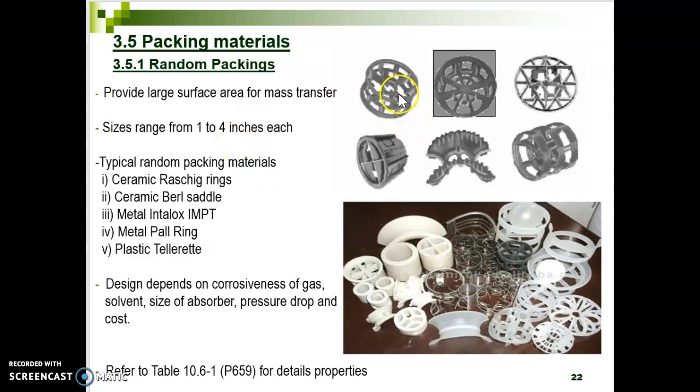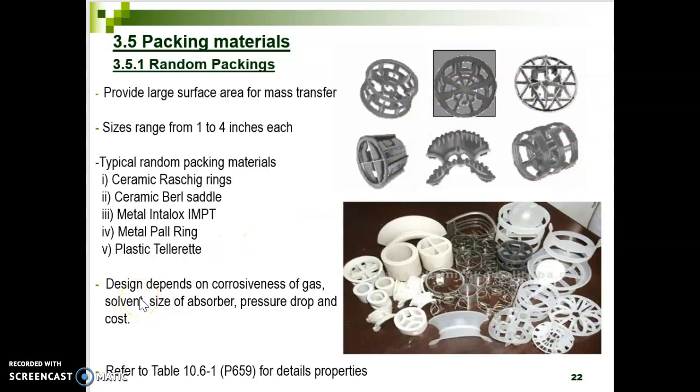The size of your packing material can be 1 to 4 inches each. There are several types of packing material, which, as I said earlier, depend on your application. Your packing material can be ceramics, metal, or plastic. It will be designed in different shapes so that there will be an opportunity for the gas mixture to come up and your liquid to come down through this packing material.